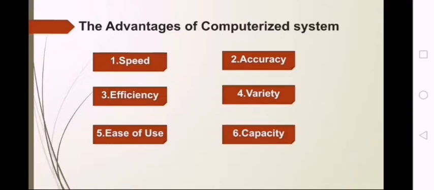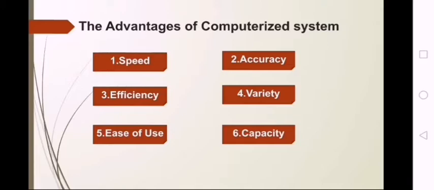Number three is efficiency. Efficiency results in error-free processing at high speeds. Number five is ease of use. Ease of use is another advantage because computers work according to certain rules and instructions. Once the users understand them, they can use the computer to perform any kind of work.